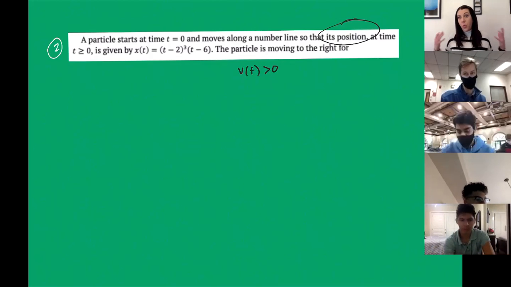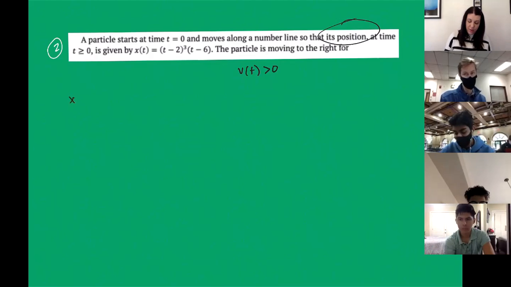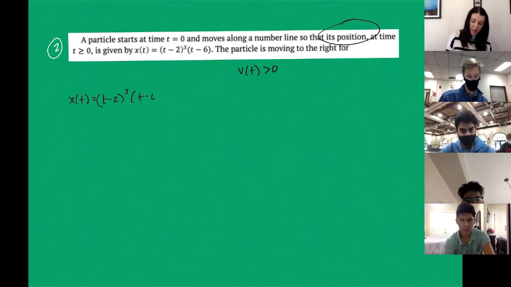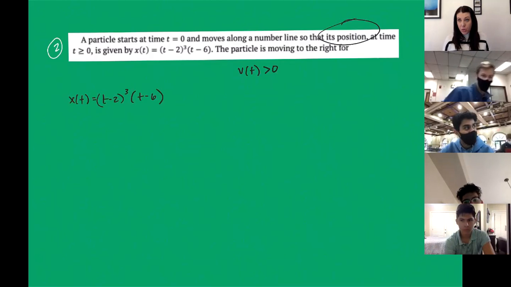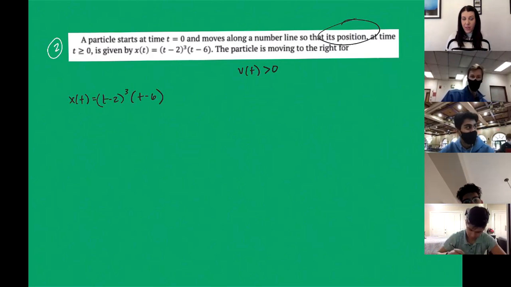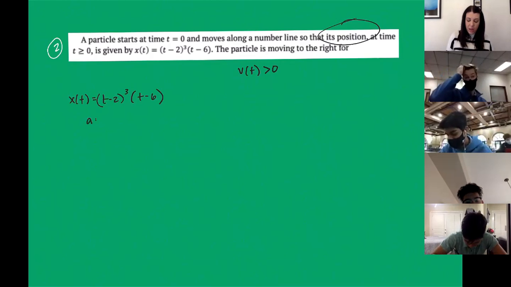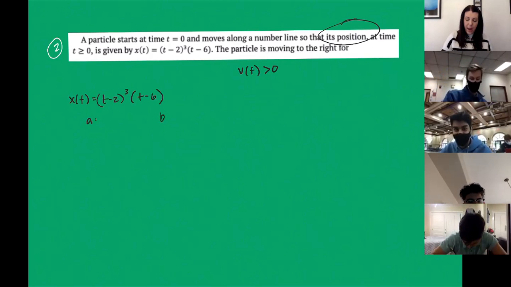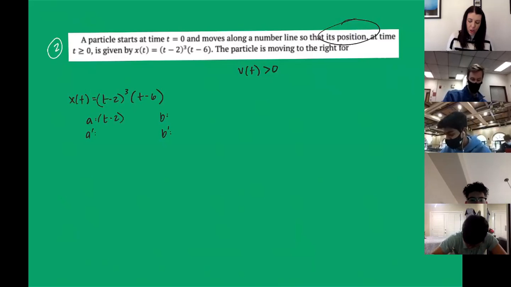We're given position, so we need to take a derivative. Well, our function, x of t, equals t minus 2 cubed, times t minus 6. We're going to need product rule for this. Okay, and technically chain rule. The derivative of the inside function happens to be 1, but we are technically using chain rule. So we're going to set up our a, our b, our a prime, and our b prime. A is t minus 2 cubed. B is t minus 6.